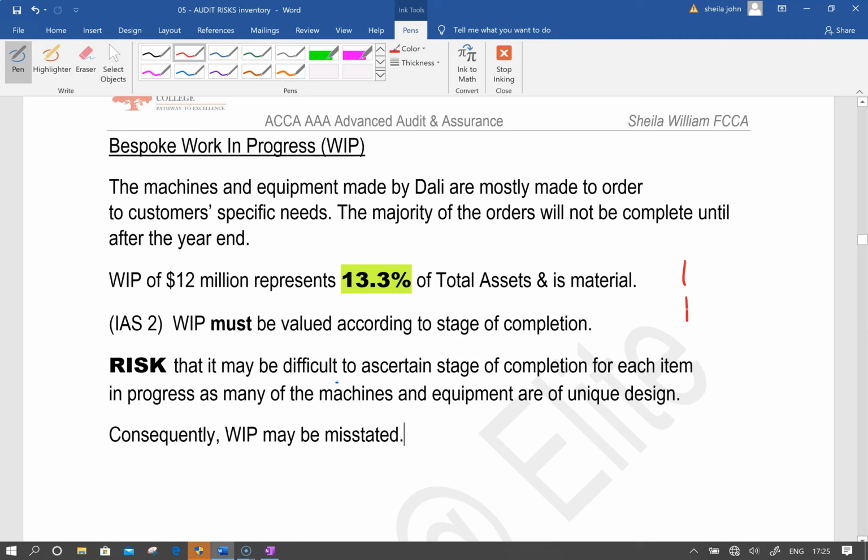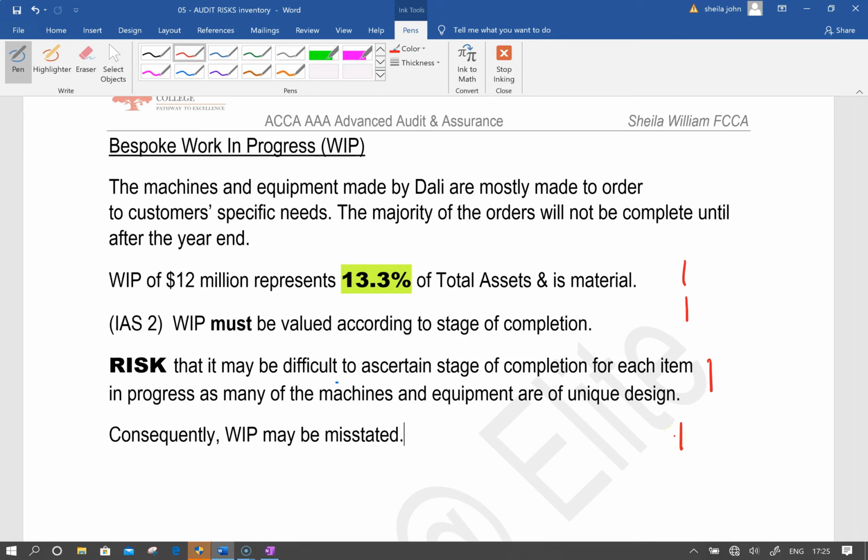It's fairly simple, but please take note that we're not saying that inventory has got to be stated at the lower of cost and NRV. We're not saying that. We're making it very, very specific to WIP. So what would be the risk? That it would be challenging. Risk would be 1 mark, and the impact on the financial statements would also be 1 mark.